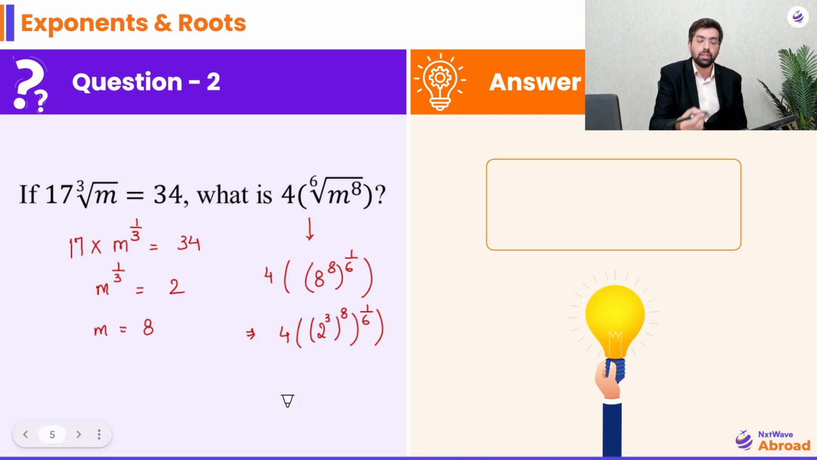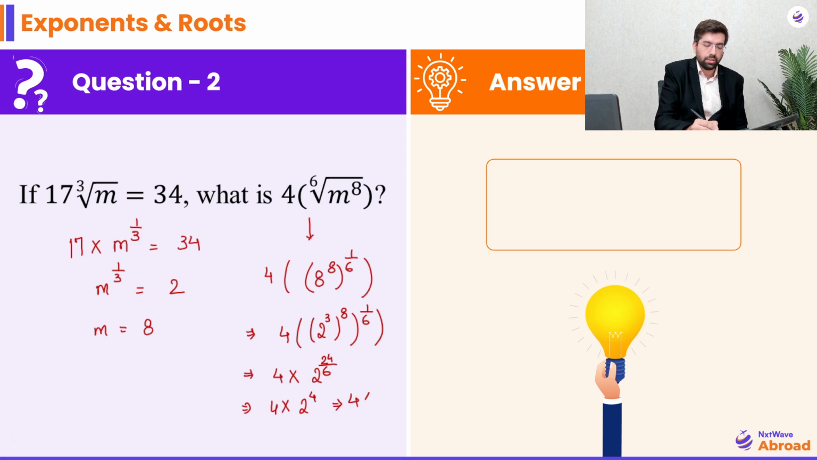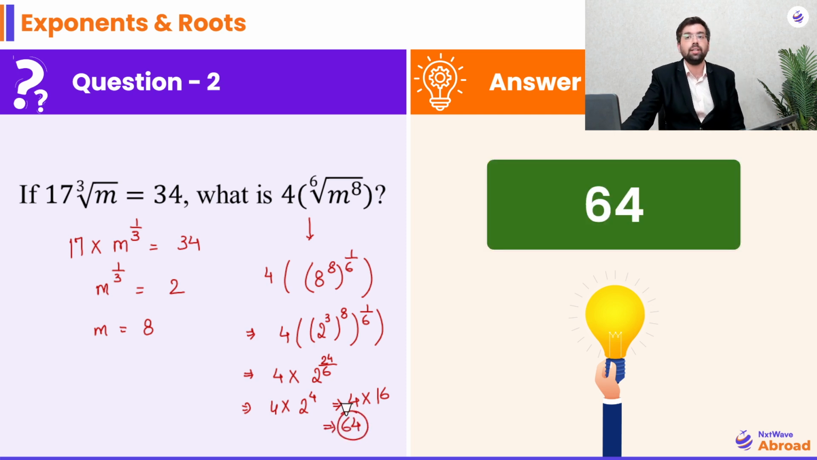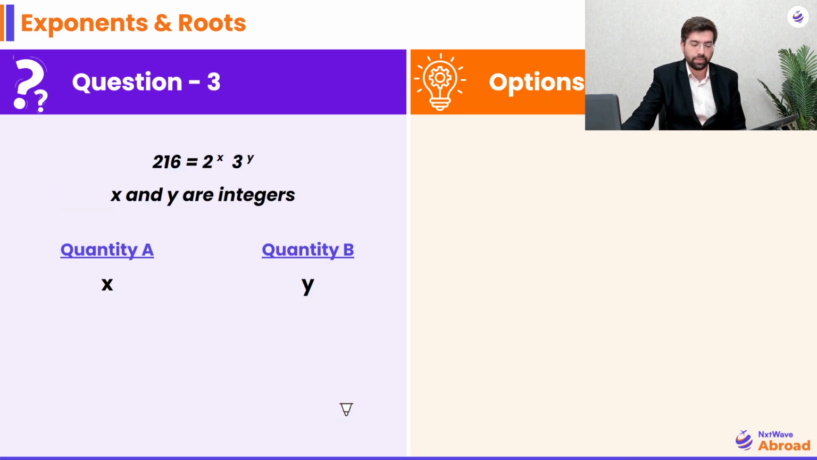We can reduce the number into lowest base. So 4 multiplied by 2 raised to power 24 upon 6, which is 4 into 2 raised to power 4, which is nothing but 4 into 16, and the answer would be 64. Let us see, and yes, we got the correct answer. Let us move to the next question.